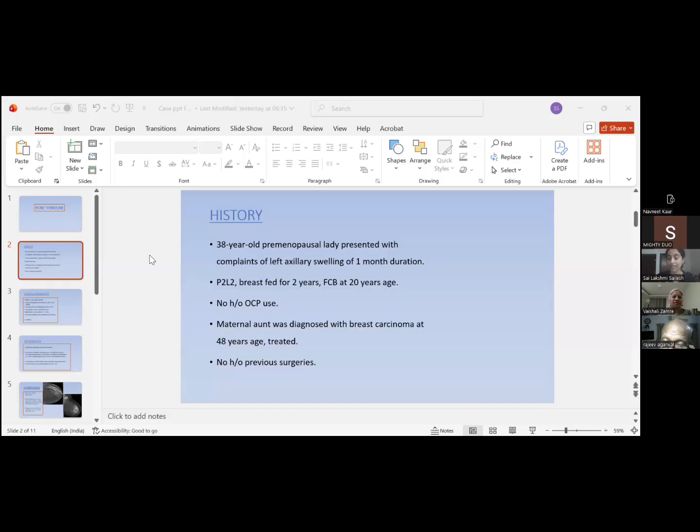Okay. So our patient was a 38-year-old who presented with complaints of left axillary swelling of 1 month duration. She was para 2, living 2, breastfed for 2 years, and her first childbirth was at the age of 20 years. There is no history of oral contraceptive pill use. Regarding family history, one of her maternal aunts was diagnosed with breast carcinoma at the age of 48 years, and she was treated. There is no history of previous surgeries or breast biopsies.